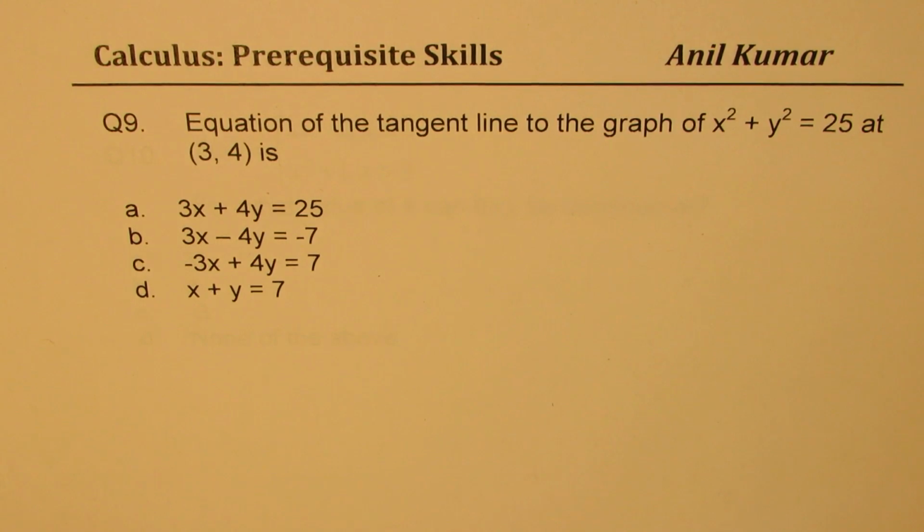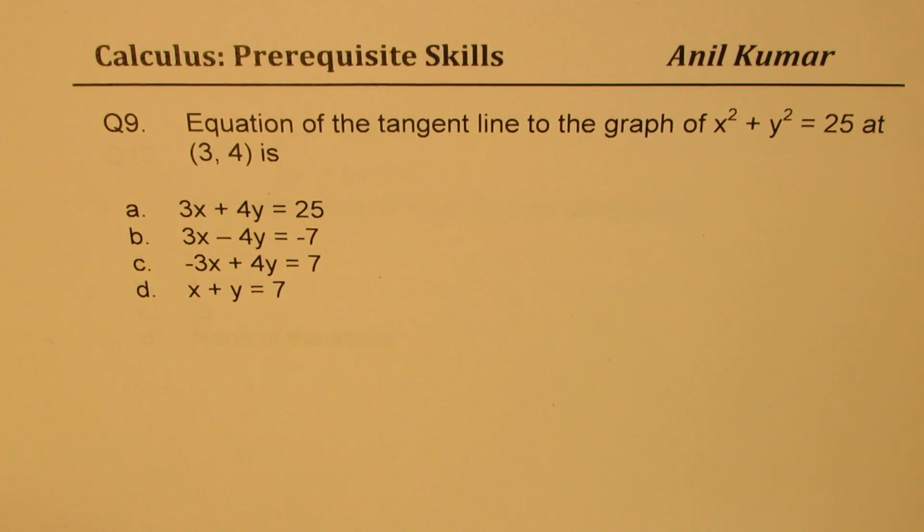Question number 9. Equation of the tangent line to the graph x squared plus y squared equals 25 at (3, 4) is what? So another question based on the equation of a tangent line. So now you can feel the importance. So go through this topic of rate of change, instantaneous rate of change, and that should prepare you for calculus.